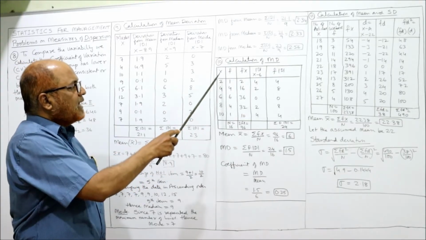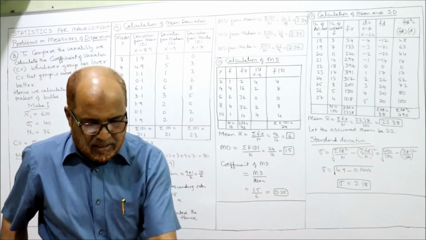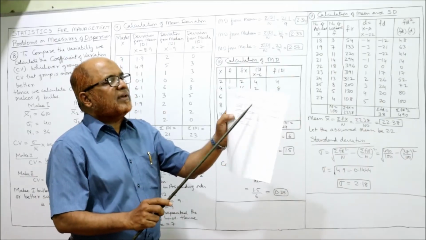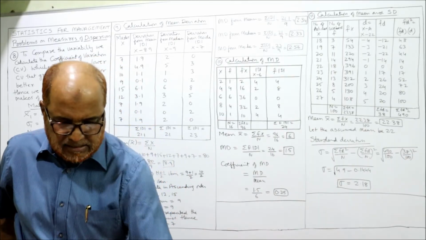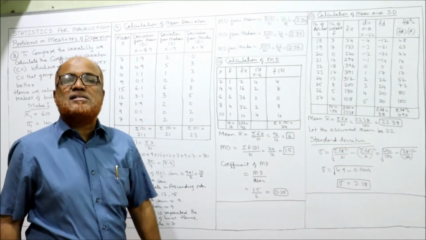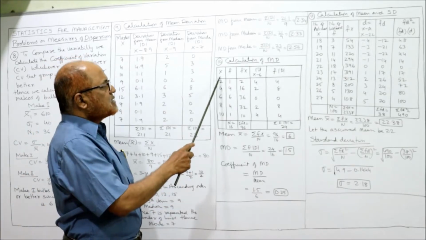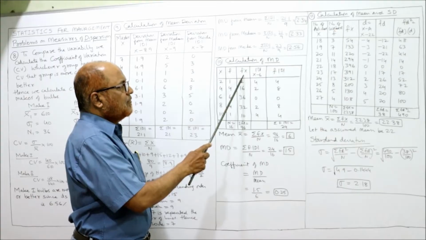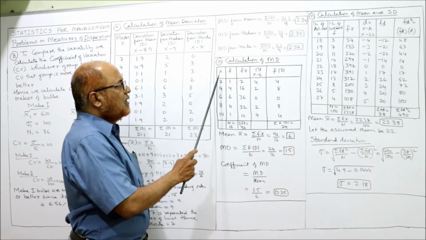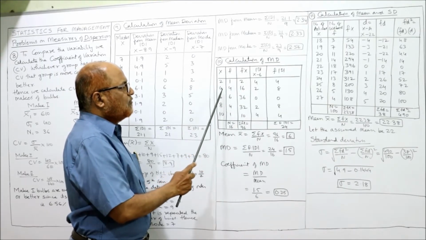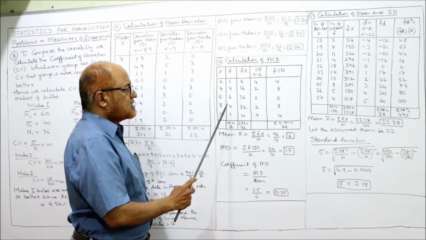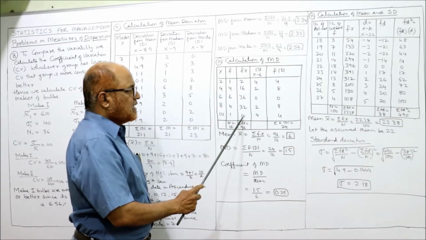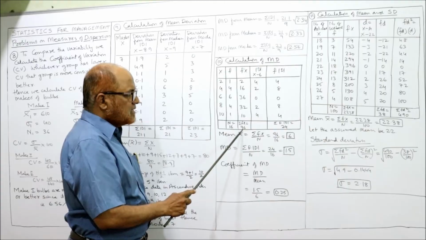Calculation of mean deviation. The X values and frequencies are given. It is a discrete series. So multiply X into F, we need Fx to calculate the mean value. F into X: 2 into 1 is 2, 4 4s are 16, 6 6s are 36, 8 4s are 32, 10 1s are 10. Take the total Fx, 96.